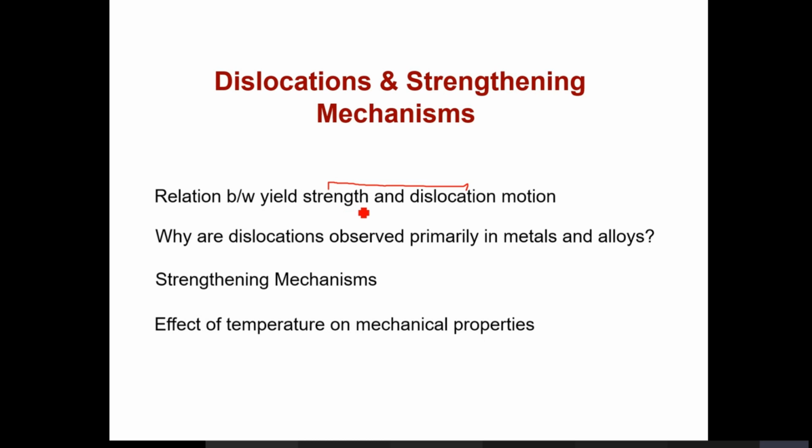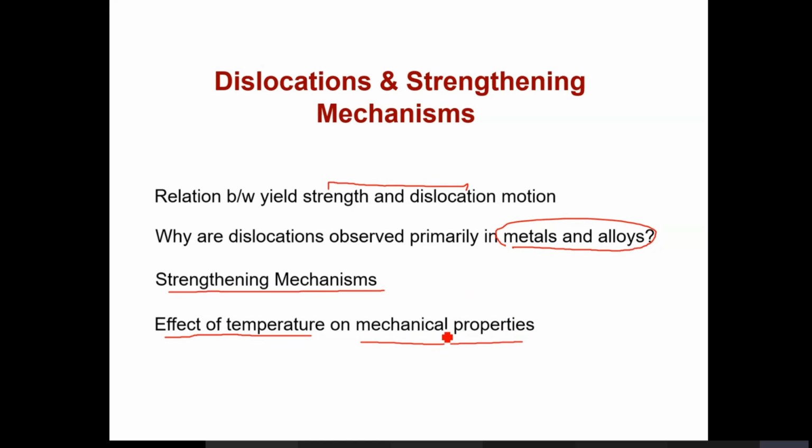We'll try to understand why these defects are important with regards to the strength of the material, specifically with regards to metals, and why dislocations are primarily observed in metals and alloys, and what is the difference it causes in terms of the mechanical properties of metals and alloys. Then the later half of the chapter would look into the four of these strengthening mechanisms, and the last part would be related to the effect of temperature on mechanical properties of metals and how it is related to the cold working of a material.